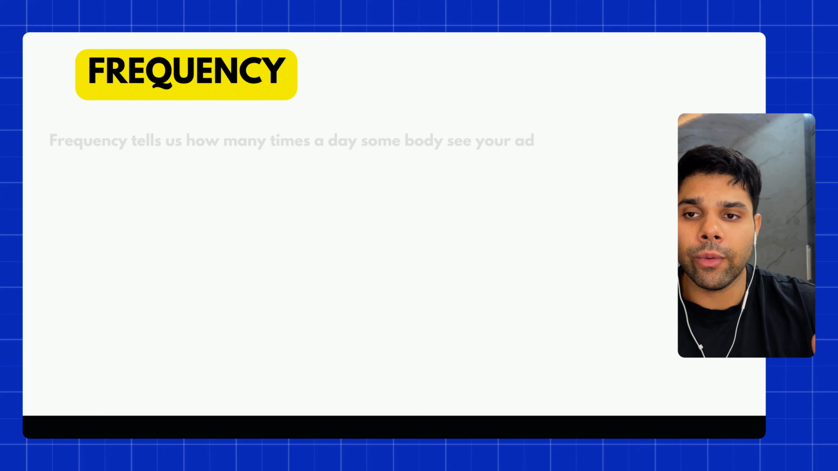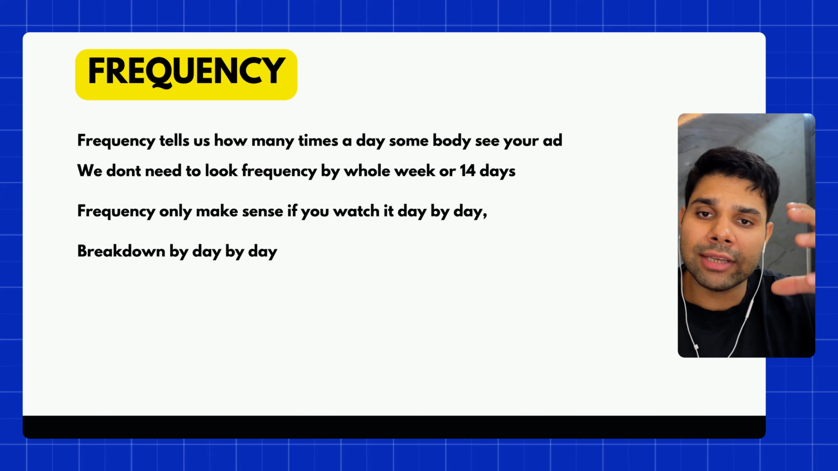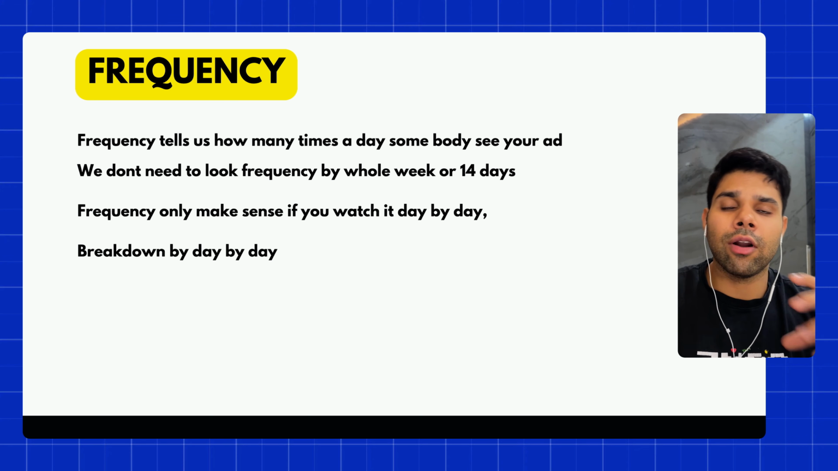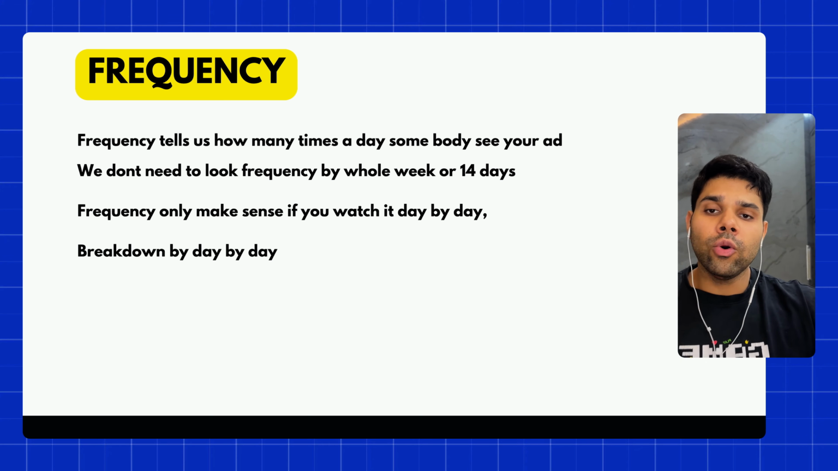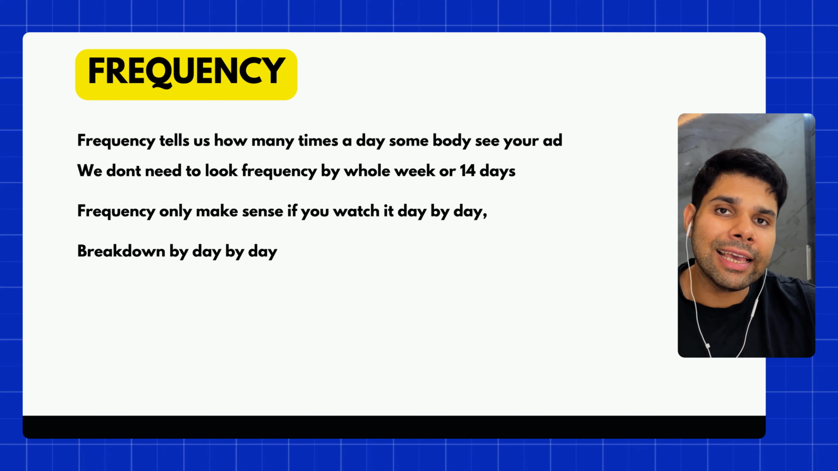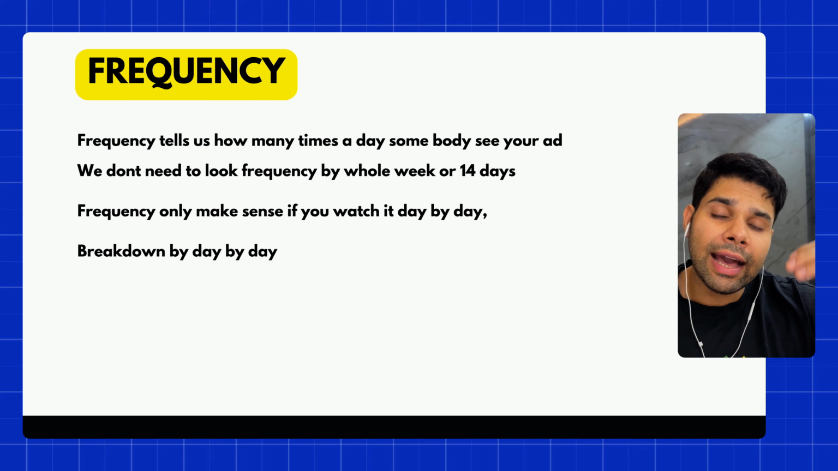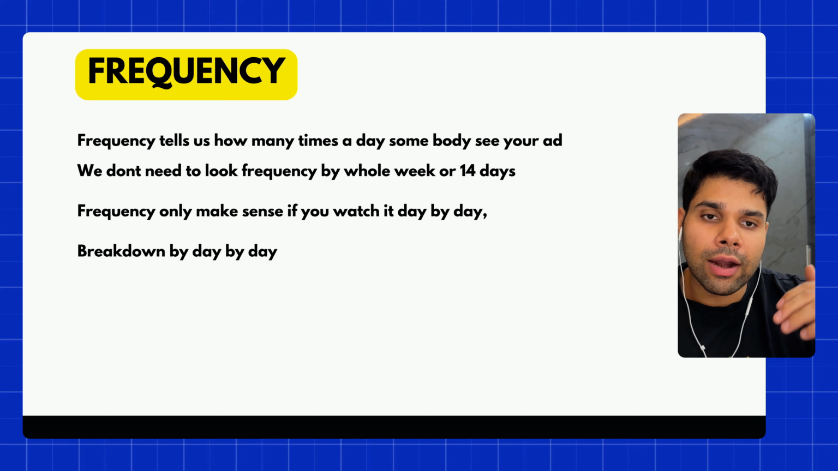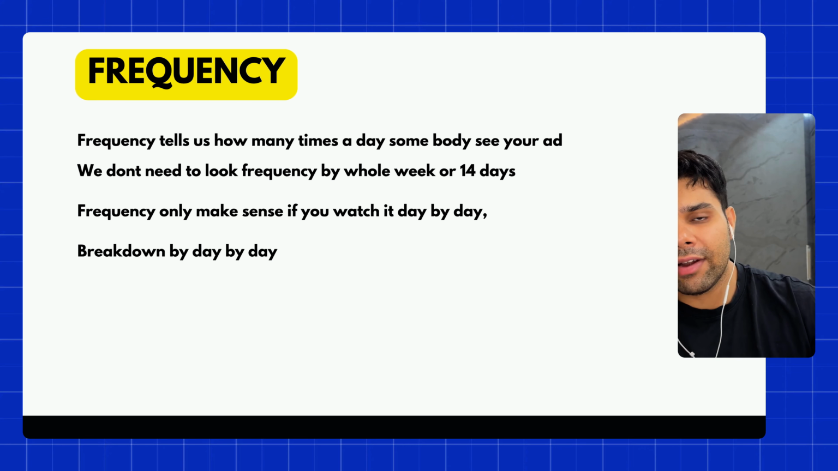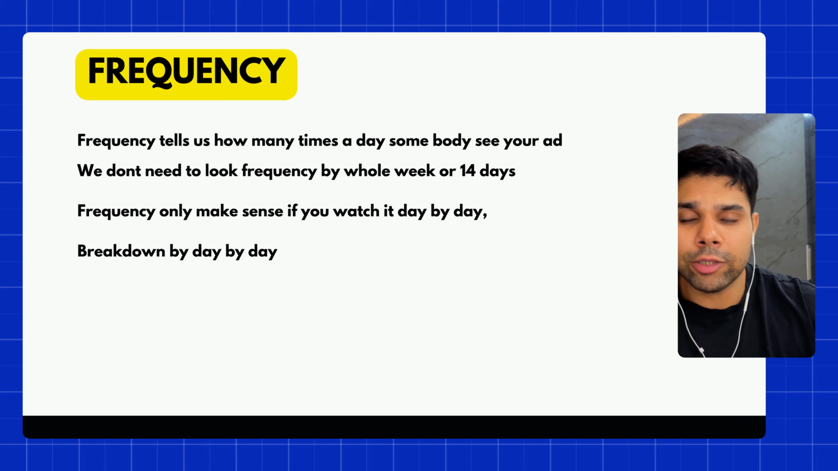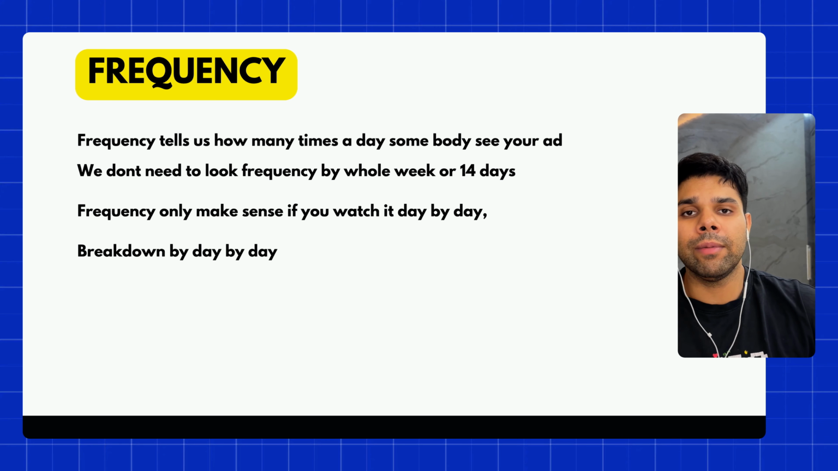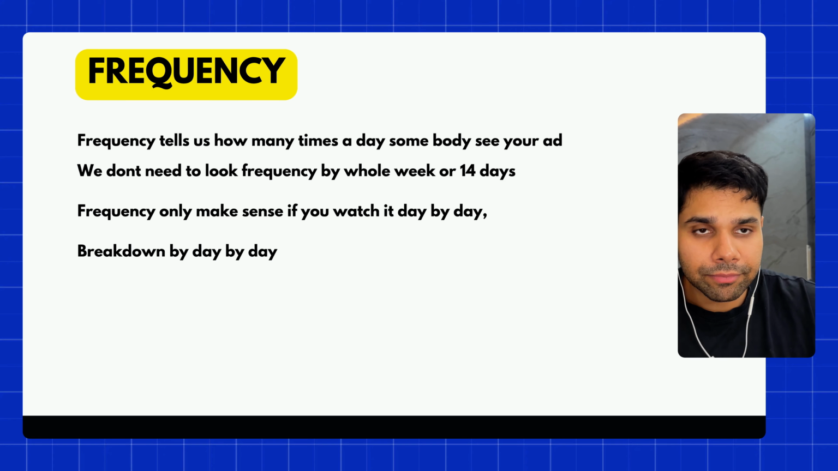Second metric is frequency. Frequency tells us how many times a day somebody sees your ad. We don't need to look at frequency for the whole week or 14 days. It is irrelevant. You need to go to your ad set and see what kind of frequency there is day by day. Let's say you are running for 7 days, see it for each of the 7 days, not the whole 7-day average, or the whole 14-day average, or even for a month. If you see it by month, it doesn't make any sense. You will see very different metrics, right?